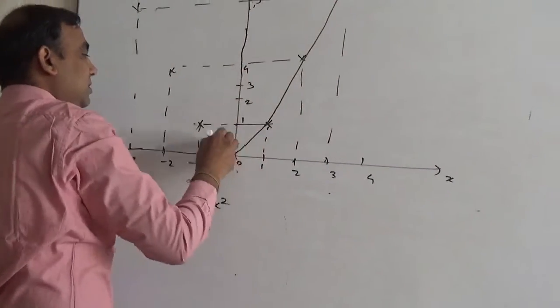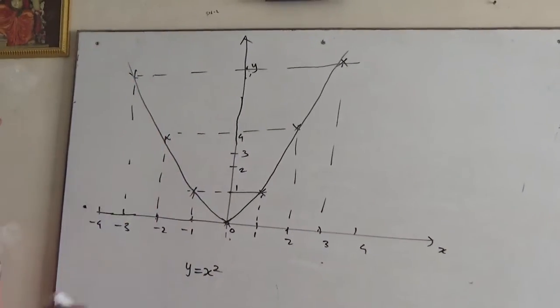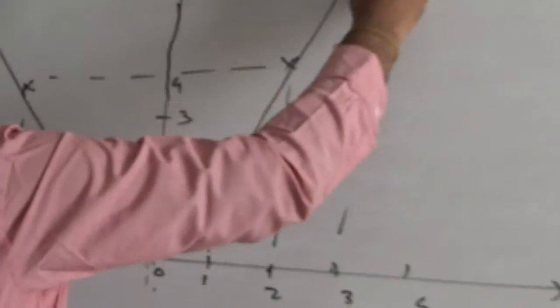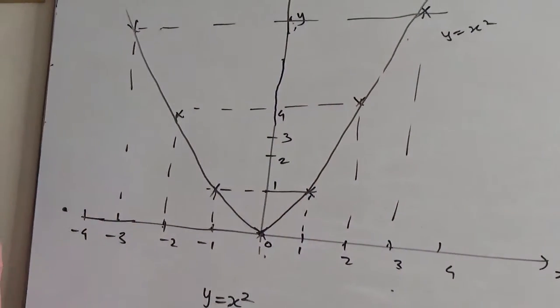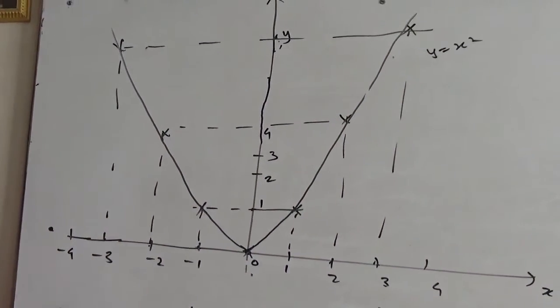I will just connect the points. We get the graph of the function. I will write down here y is equal to x square. So this is the graph of the function. Now, how to plot the graph then?